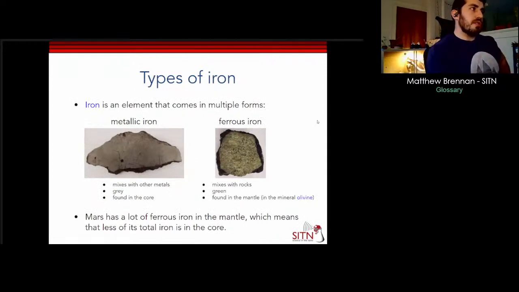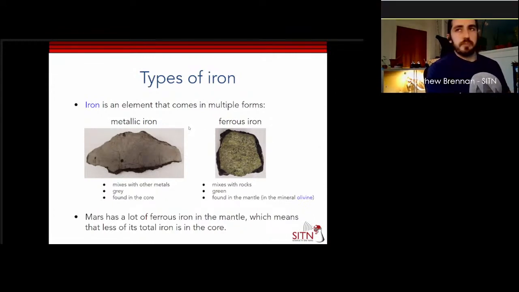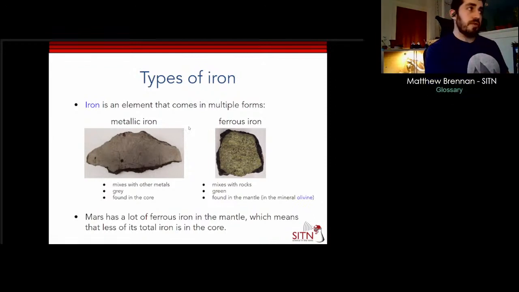So iron is a chemical element, and it is found in the universe in various forms, two of the most important of which are metallic iron, which is a metal. It creates alloys with other metals, and it's silver gray in color. As I said before, it's not present on planetary surfaces generally, only in the core. And then there's another type of iron called ferrous iron. Ferrous iron is green, it's a component of rocks. And so if you've ever seen a green rock, it's likely that was colored by the presence of ferrous iron.